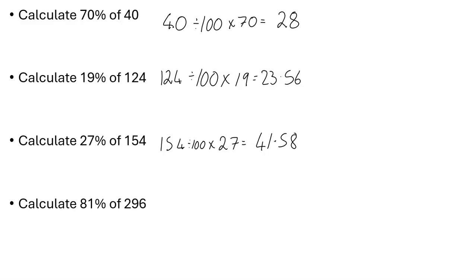Last one, 81% of 296. Again, same drill. 296 divided by 100 times it by 81. That then ends up giving me 239.76. So calculating those percentages using a calculator is fairly quick, easy and straightforward as long as we remember that formula. So a couple of quick ones for you to have a go at. I'll put them up, pause and have a go, check what you've done.